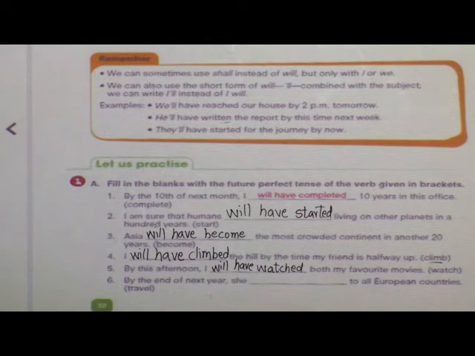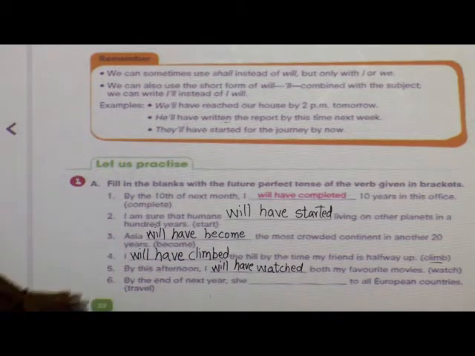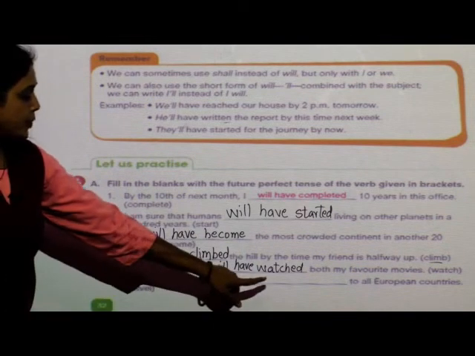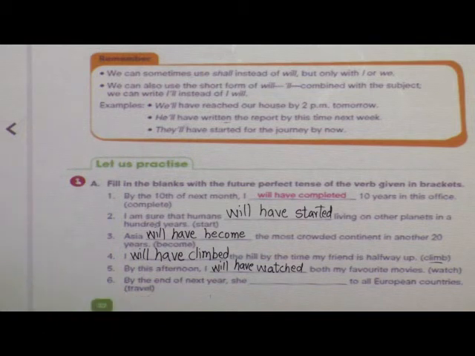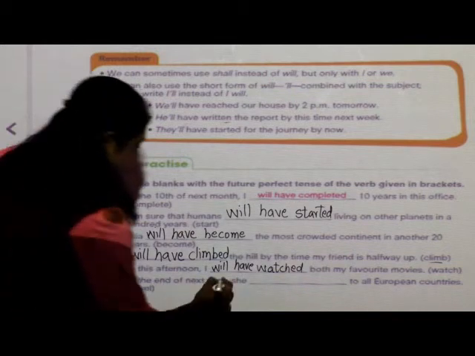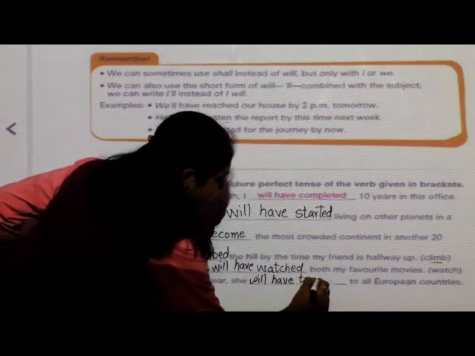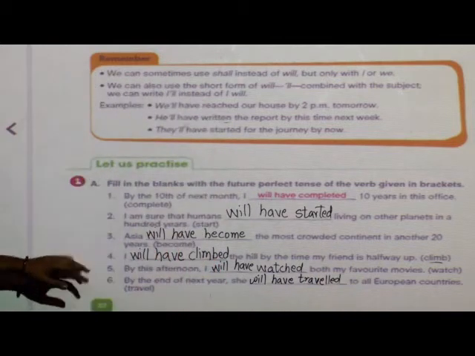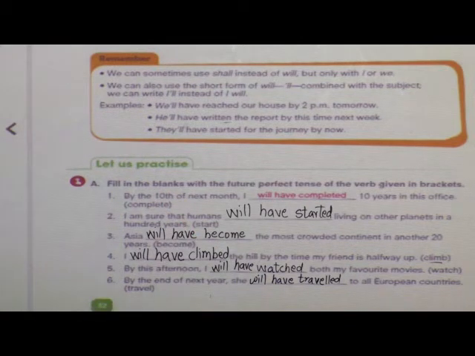Next one, by the end of next year, she dash to all European countries. The verb is travel. So what will I add? By the end of next year, she will have traveled. For traveled you will add double L, E-D. She will have traveled, T-R-A-V-E-L-L-E-D. So this will become the past participle of the verb travel. Cleared? Now we will move on to our next page.